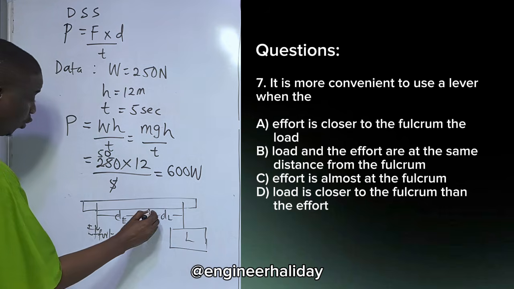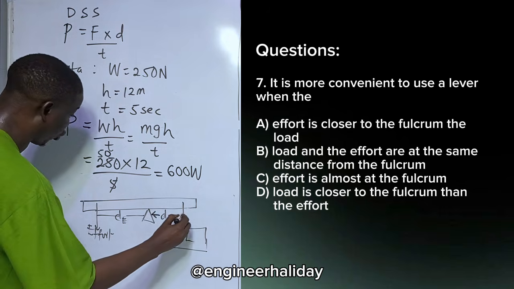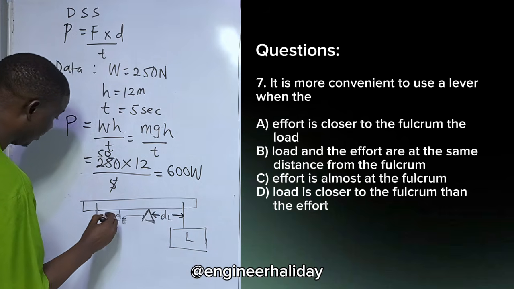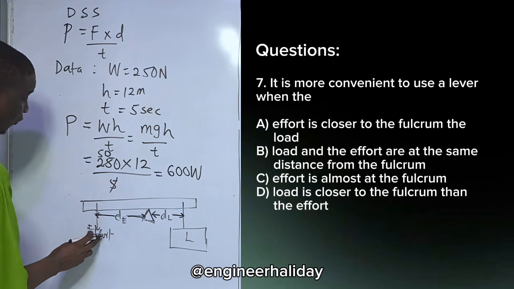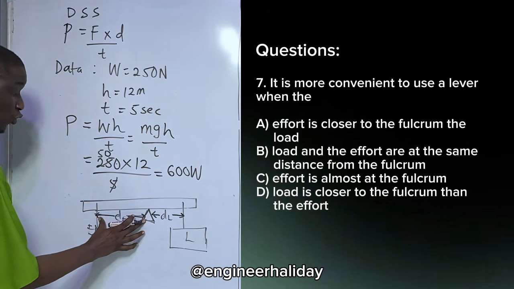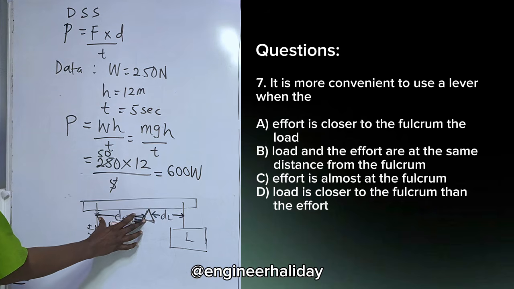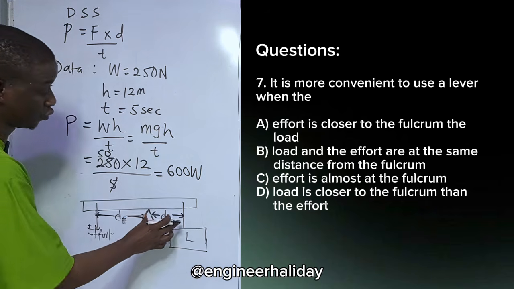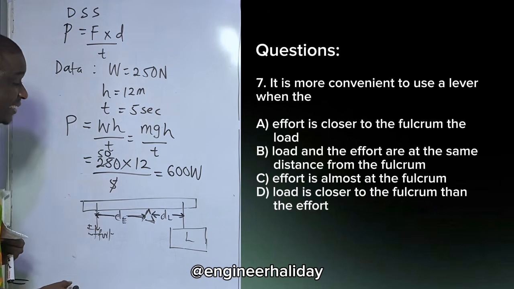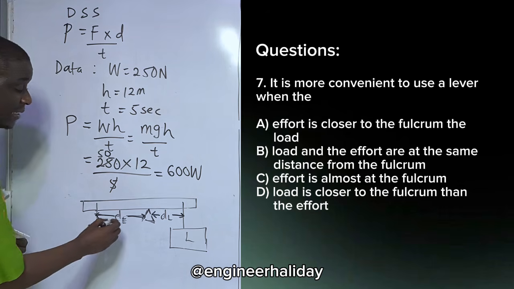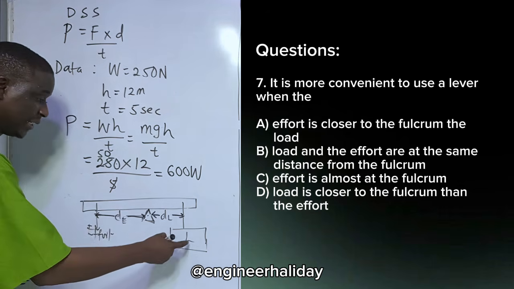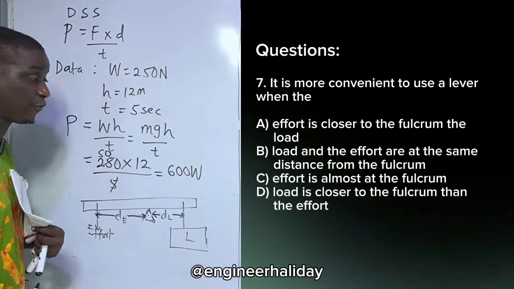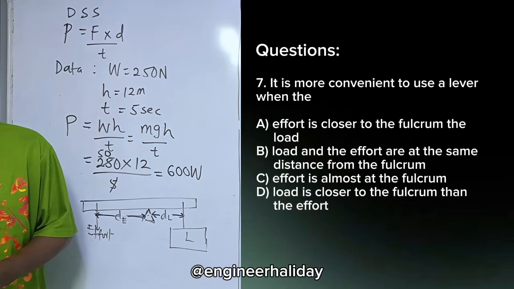So that means the load is closer to the fulcrum than the effort. So you use a smaller effort to overcome a bigger load, and you use a longer distance moved by effort to overcome the shorter distance of the load. Don't forget that the distance moved by effort must be greater than the distance moved by load. Then the load must be higher than the effort for it to be called a machine.